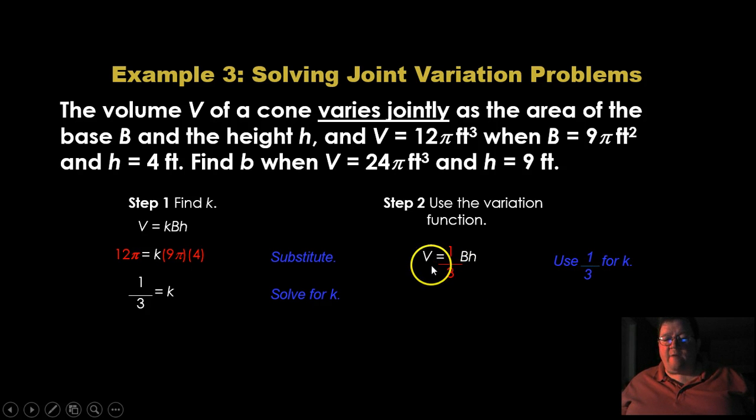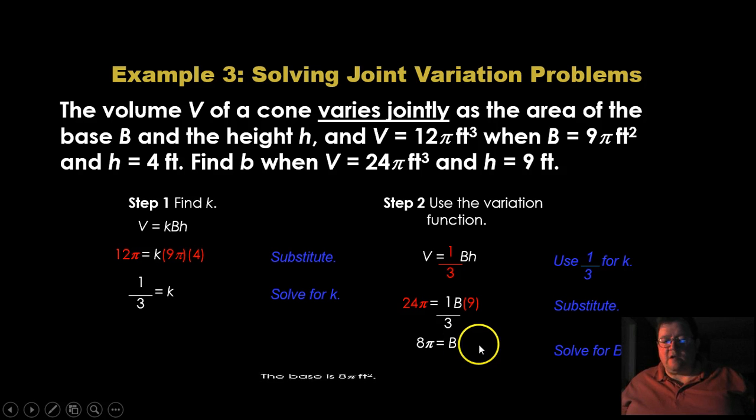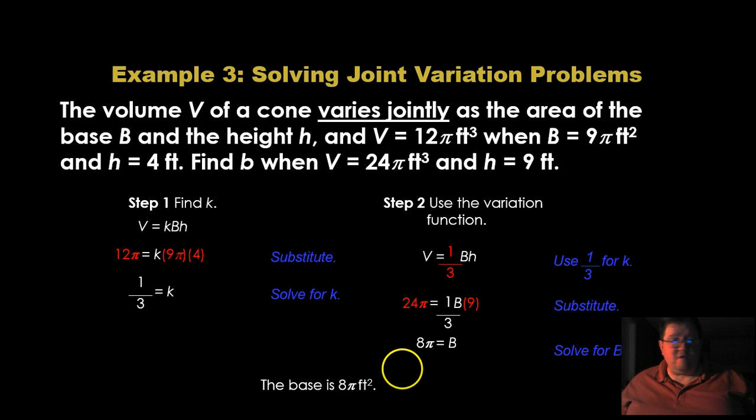Using 1/3 for k, now we've got volume equals 1/3 base times height. Get the other numbers they gave us. 24 pi equals 1/3 the base times 9. Solve for b. We get b equals 8 pi, so the base is 8 pi square feet. Right? Just like we did the last one, except this time they give us one more variable. But all it means is they need to give us one more piece of information.